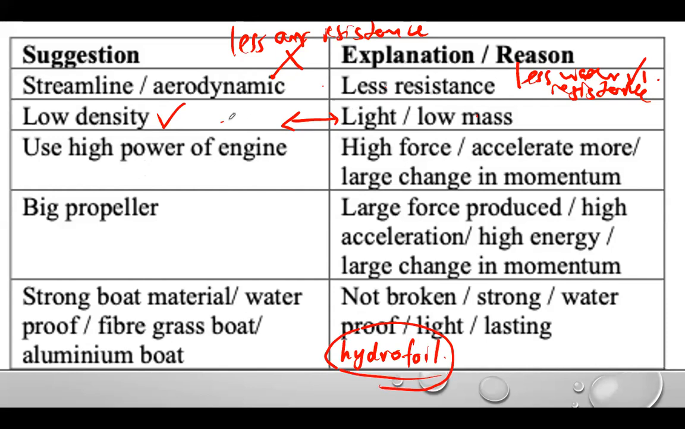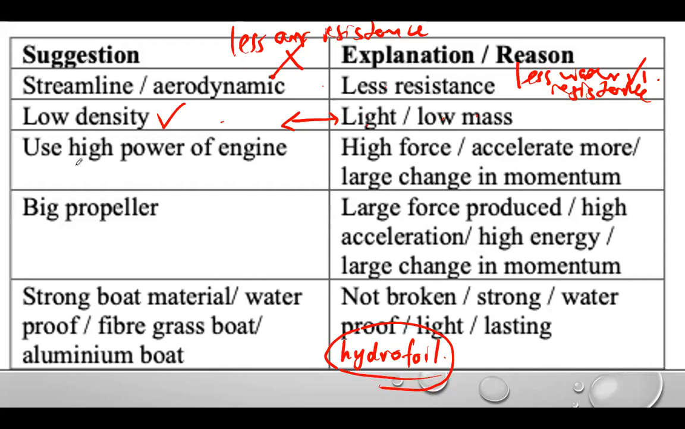So, this is a very common suggestion and explanation. Low density equals to low mass, or low density equals to light. When you want something to be light, the suggestion is low density, the explanation so that it is low mass. Jangan terbalikkan. If you write the suggestion is low mass and then the explanation is light, doesn't make sense. Low mass memang light pun. So there are a couple of people who write here low mass and then here they write light. Saya tidak terima, because it's the same thing. You're giving the same suggestion for the explanation. But when you give the suggestion as low density and then the explanation as low mass, that's good.